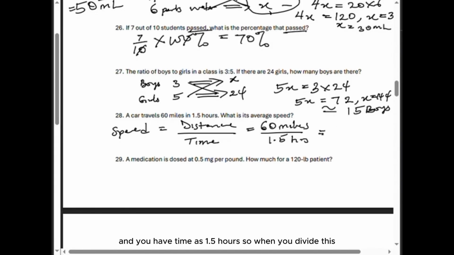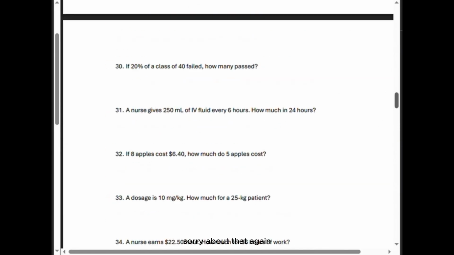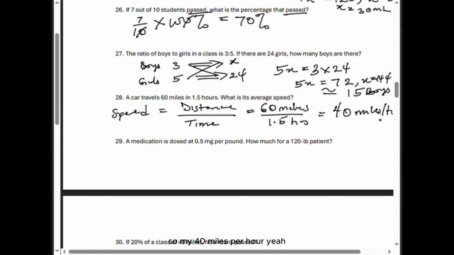So when you divide this, when you use your calculator, 60 divided by 1.5, you should get 40 miles per hour. Oh, sorry about that again. So 40 miles per hour. Yeah, that's it for that. Then for 29, you have a medication is dosed at 0.5 milligram per pound. How much for a 120 LB patient?